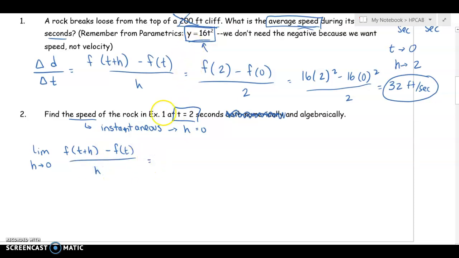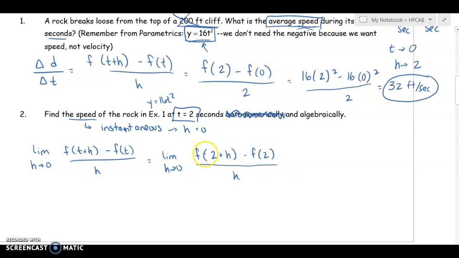Okay, and we're going to still be using this equation, 16t squared. So t plus h and t are going to be plugged into our original equation, and then we're going to simplify it. We're going to try and break this down. Some stuff will cancel out. Now you could plug in t equals 2 right away. So if you want to, you could also put f of 2 plus h minus f of 2 all over h. I'm not going to plug in 0 just because it makes it undefined at the moment.